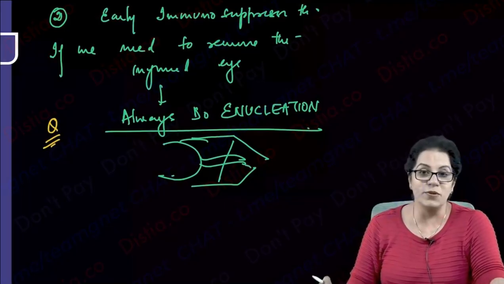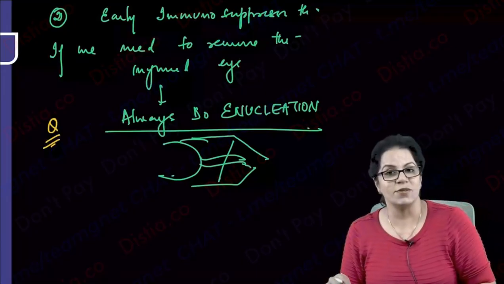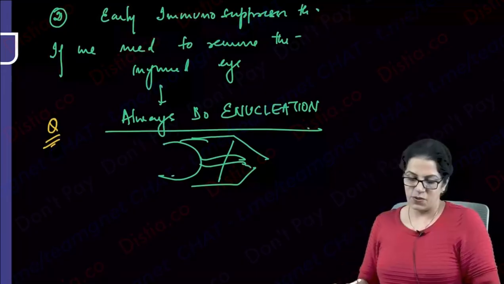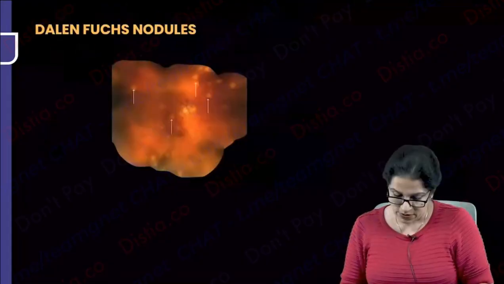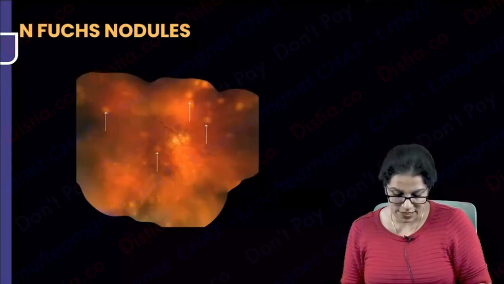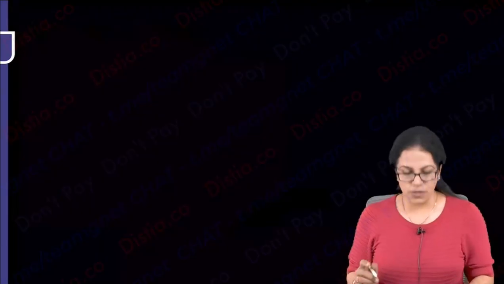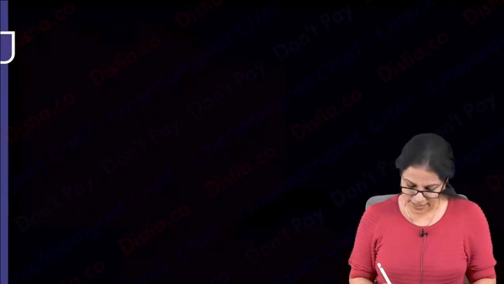So these are so many questions, if you realize, I have discussed, and it should be very, very clear to you. Right? Okay. Then look at this one. These are the Dalen-Fuchs nodules that we are talking about, granulomas in sympathetic ophthalmitis. The arrows are already there, right? So, give the heading, Fuchs heterochromic cyclitis.